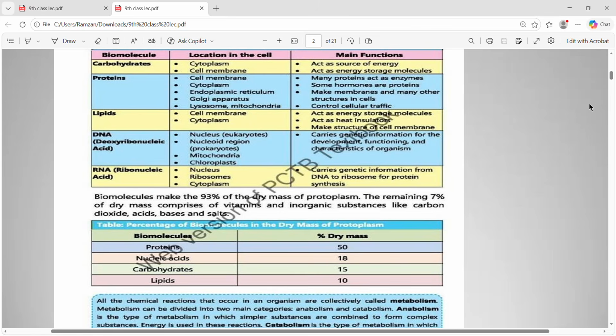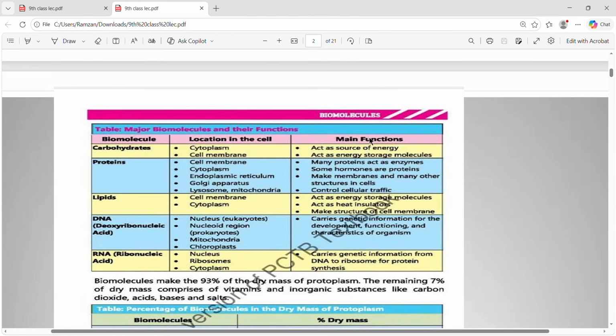So please read it carefully, and your homework will be table number 6.1. You will learn the location and function of the major biomolecules.